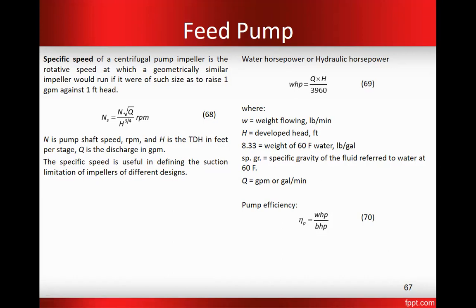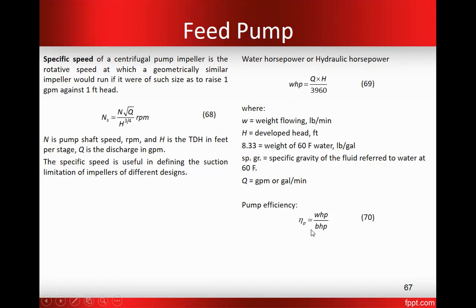But for the meantime, W is weight moving, pounds per hour. H is the developed head. Itong W to, hindi ito yung W. So 8.33 is equal to the weight of 60 degree water, pounds per gallon. Di ba? 8.33 pounds per gallon. So ito yung gagamitin natin. Pero iba dyan, 8.34 kasi 8.33 above yan. So 8.33 tayo. SG is the specific gravity of the fluid referred to water at 60 Fahrenheit. Q is gallons per minute.